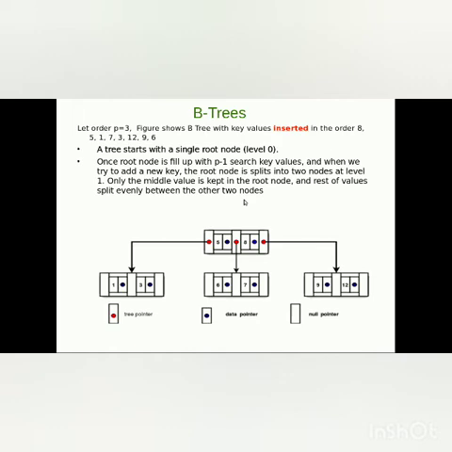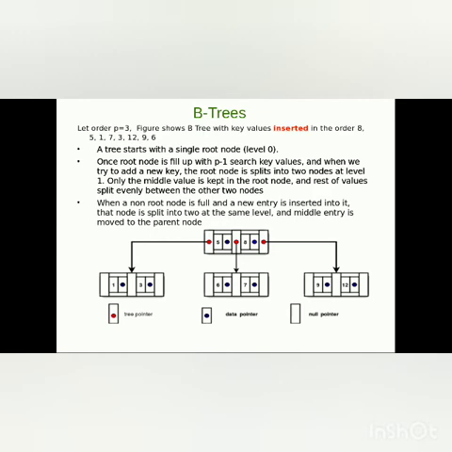Whenever a node is full, to make space for another key value, it is split into 2, and the middle value is put in level 1. At the leaf level there will be 2 nodes. That is the case of the root node. When a non-root node is full and a new entry is inserted into it, the node is split into 2 at the same level, and the middle entry is moved to the parent node. This is how a tree is built. We will see exactly this in the next class.